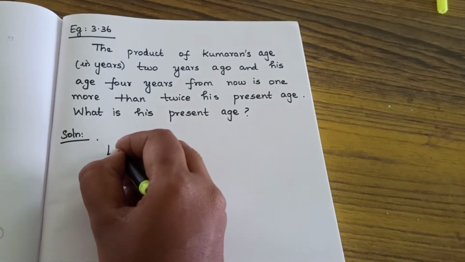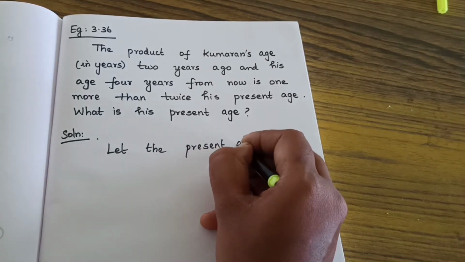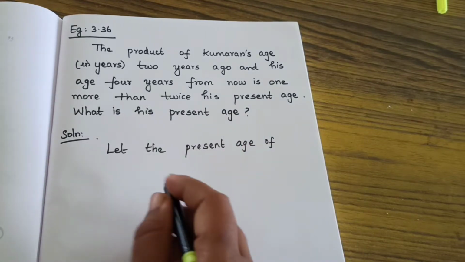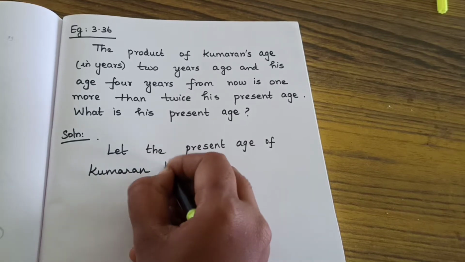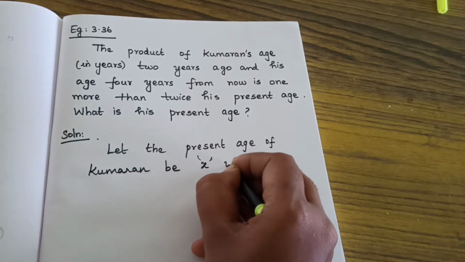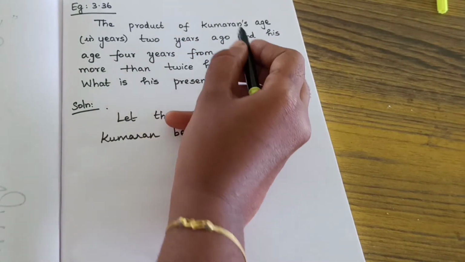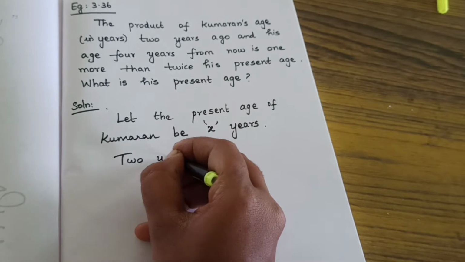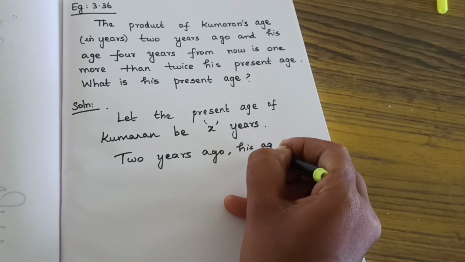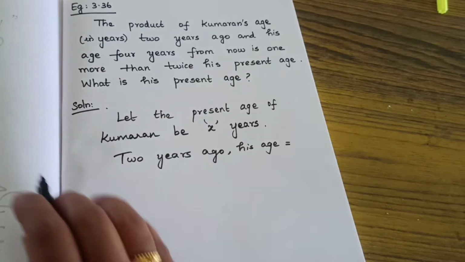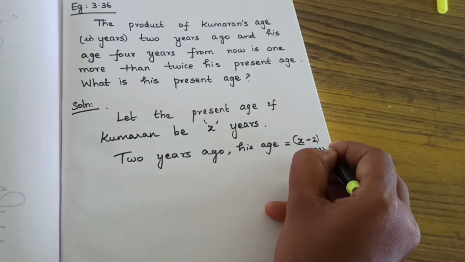So let the present age of Kumaran be, we don't know, correct? So x years. Got it? Then 2 years ago, his age. What is his age 2 years ago? 2 years before, what is his age? X minus 2 years. We need to subtract 2 years.